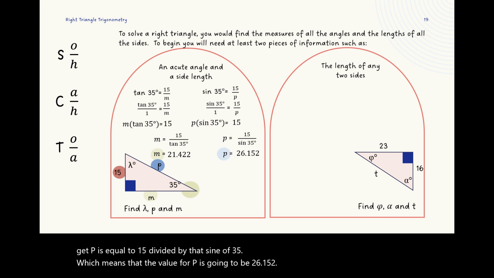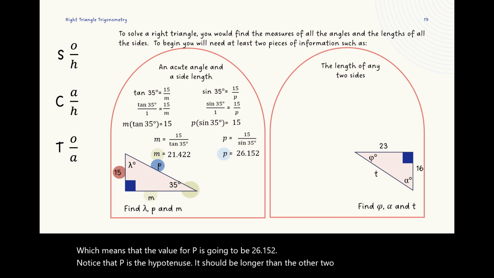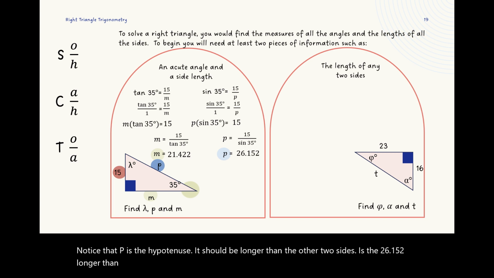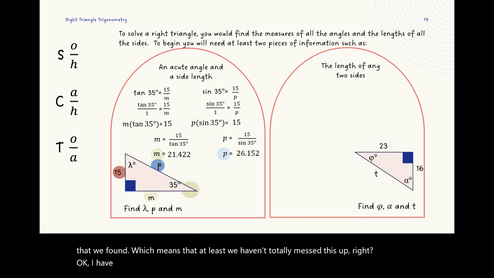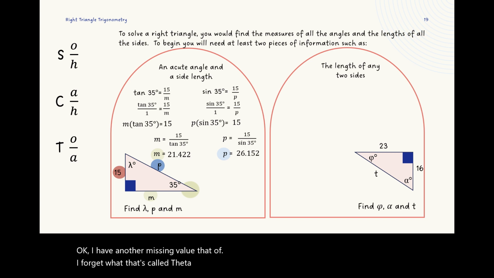Notice that P is the hypotenuse. It should be longer than the other two sides. Is the 26.152 longer than the 15 and also longer than 21.4? Yes, it's longer than both 15 and the value of m that we found, which means that at least we haven't totally messed this up, right? Okay, I have another missing value, that of, I forget what that's called, theta? I think that one's theta.